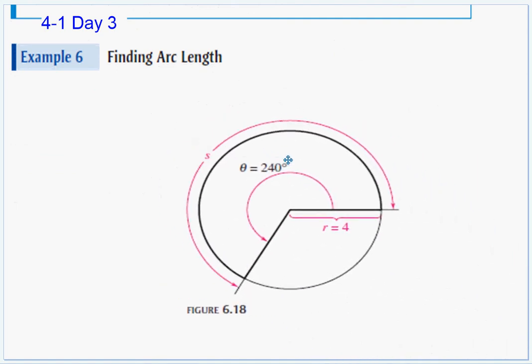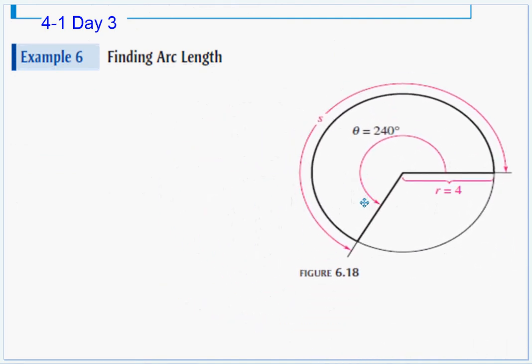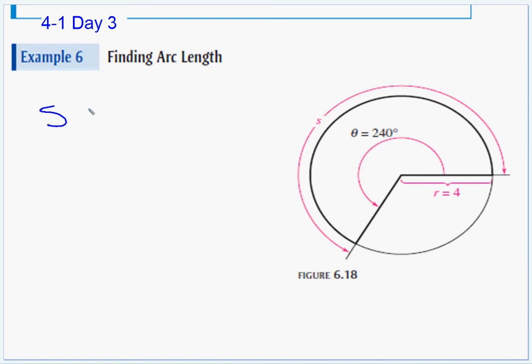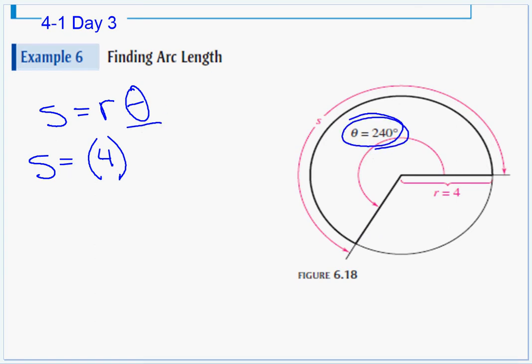They don't even give us a setup. They just give us a picture here, and they want us to find S, this chunk of the circle's circumference. So we've got our new formula: arc length equals radius times angle theta. Now our radius is 4, so I'm going to put 4 there in a set of parentheses, and here we need the angle, and the angle's 240, but it is in degrees.